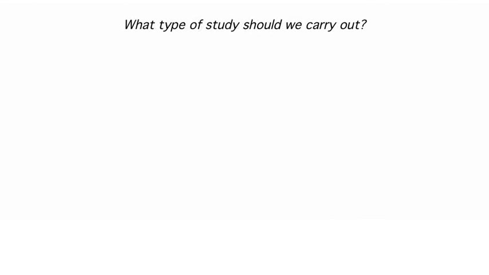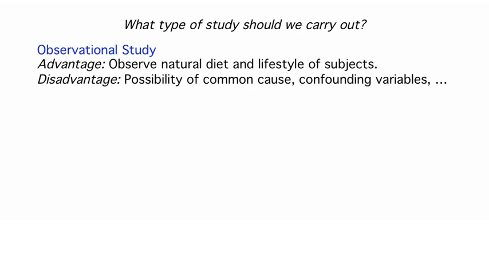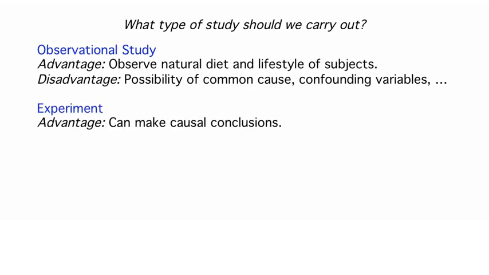Our first consideration in our study design is what type of study we should carry out. An observational study would allow us to observe subjects in their natural setting, including the diet and lifestyle that they normally lead. This would be interesting. However, with an observational study, we won't know if there are confounding variables or common causes that lead to both changes in consumption of dietary carbohydrates and changes in diabetic control. So we'll choose to carry out an experiment so that we'll be able to attribute to diet any differences that we might see in HbA1c or C-reactive protein.